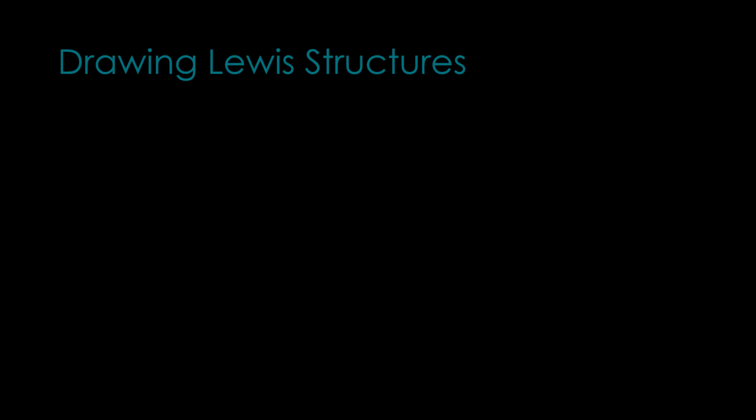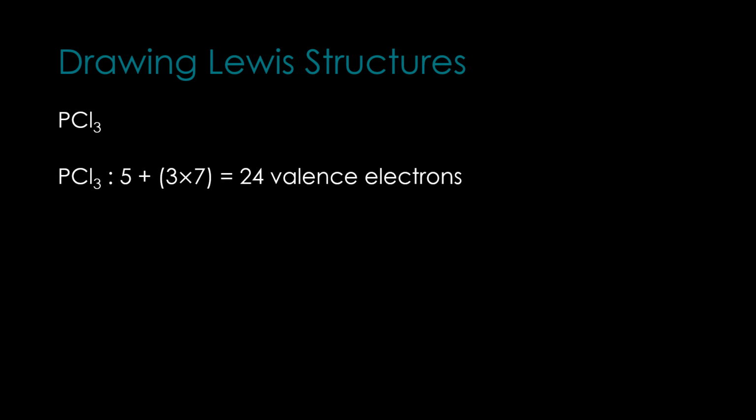Let's work on the next example, phosphorus trichloride. First, count all the valence electrons involved in this compound. Phosphorus has 5 valence electrons and chlorine has 7 valence electrons. Since there is only one phosphorus atom and 3 chlorine atoms in this compound, there will be a total of 24 valence electrons in this compound.